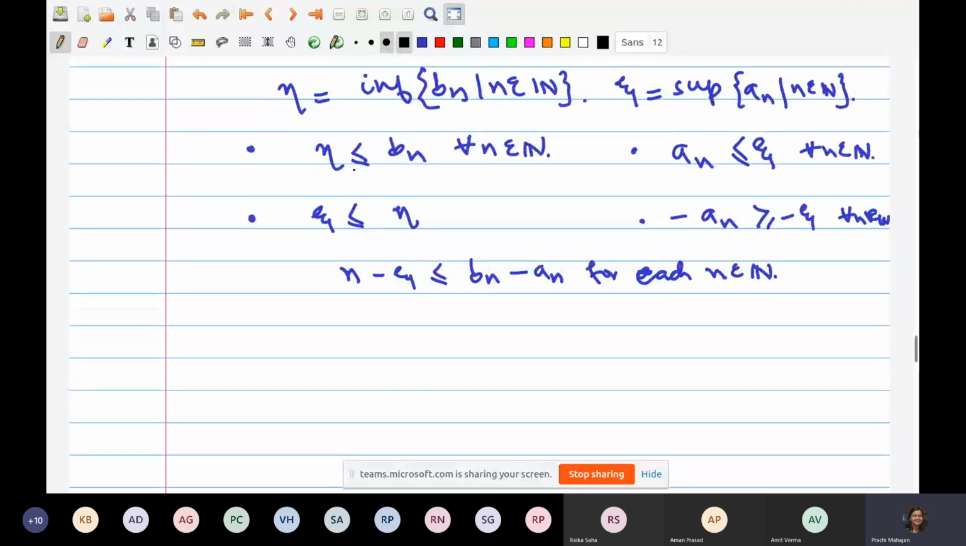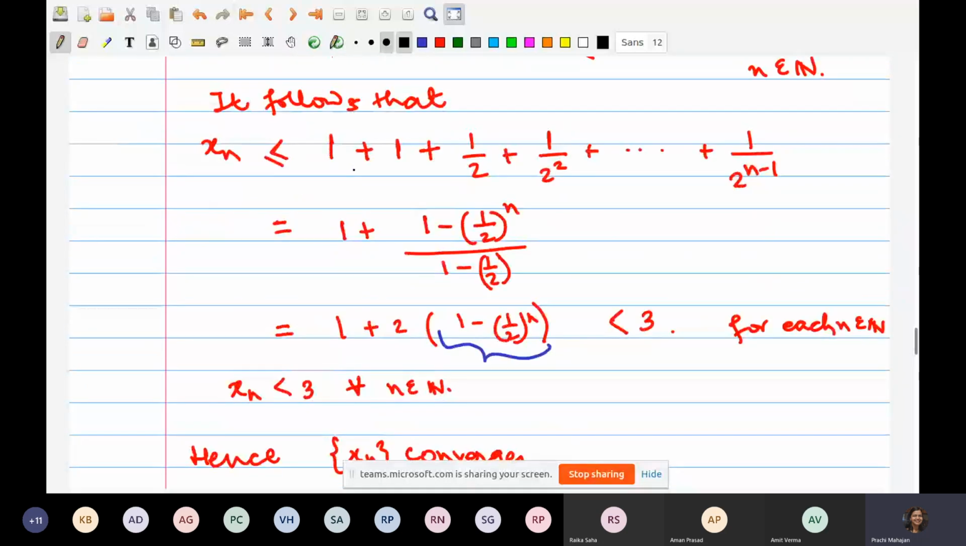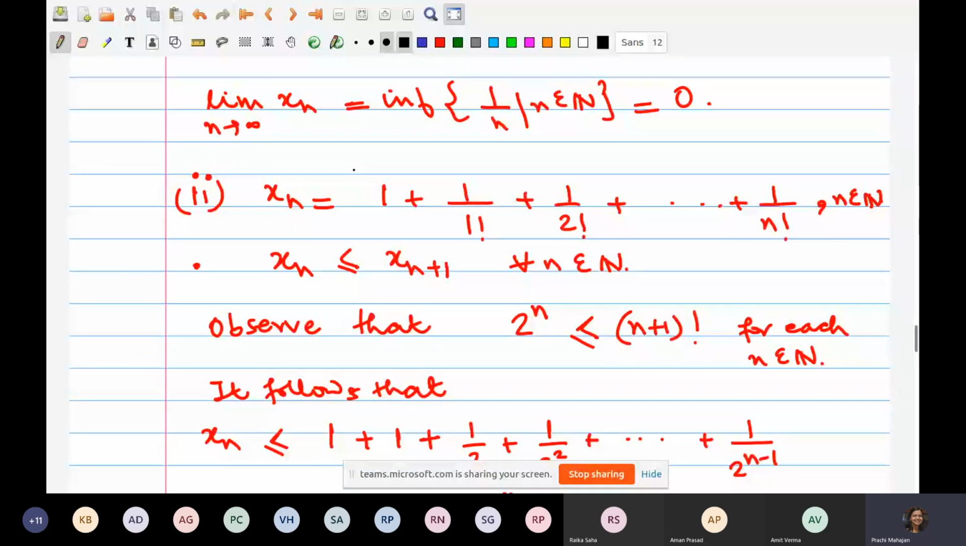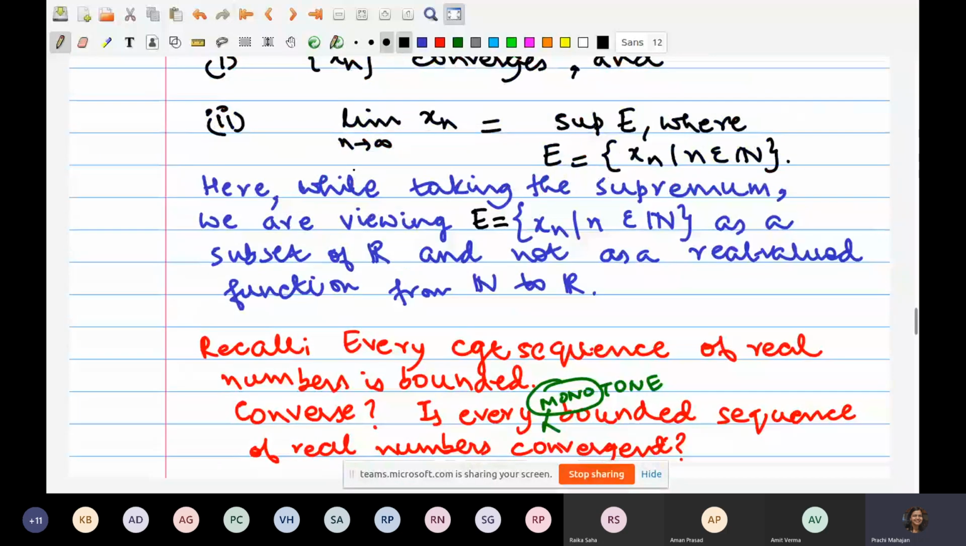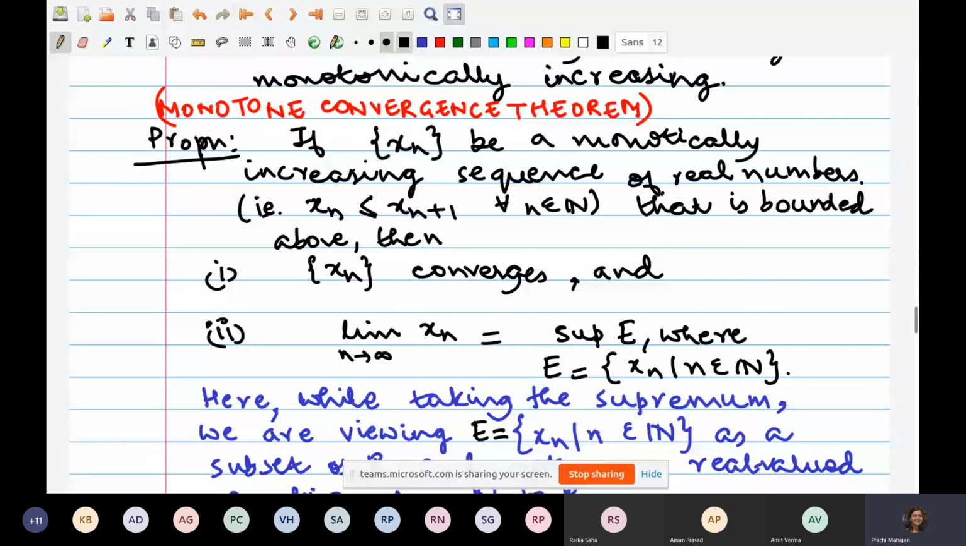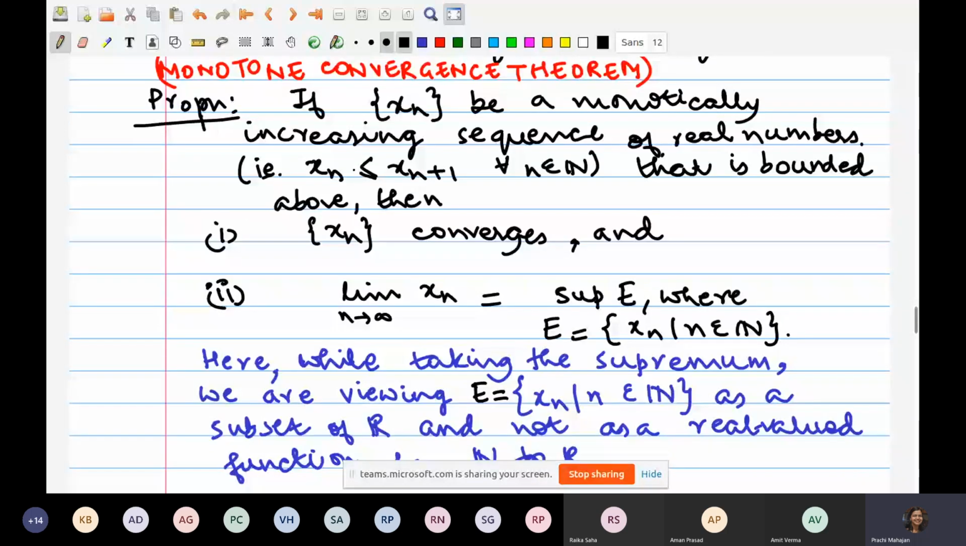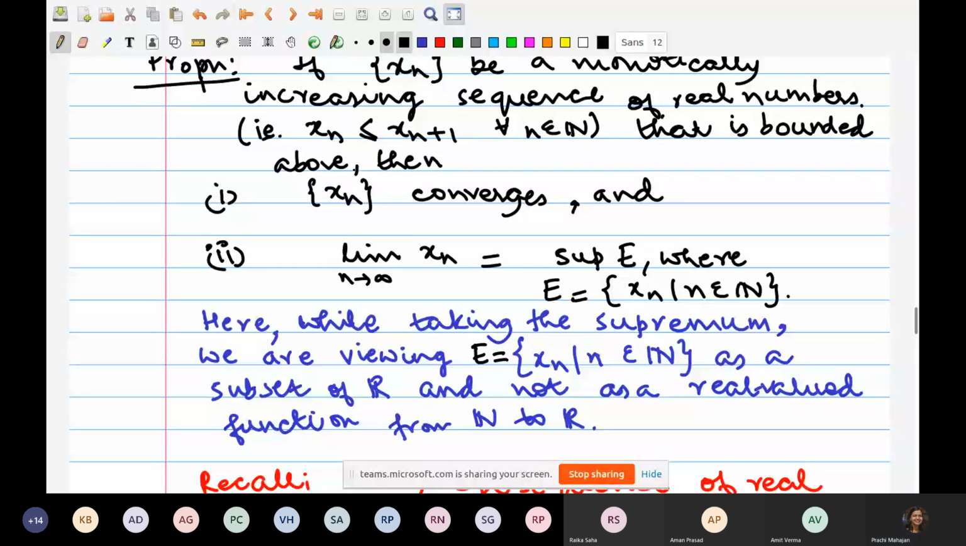So last time, I think we ended by proving the monotone convergence theorem. Let's quickly recall the statement. If xn is a monotonically increasing sequence of real numbers that is bounded above, then the sequence xn converges, and the limit of the sequence is actually the supremum of a certain set. What is this set? Let me write this set as E. This is the sequence xn viewed as a subset of R.